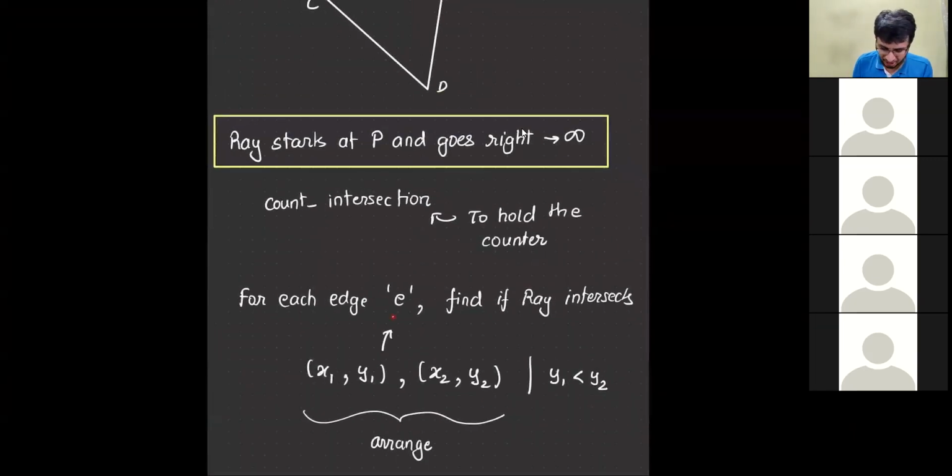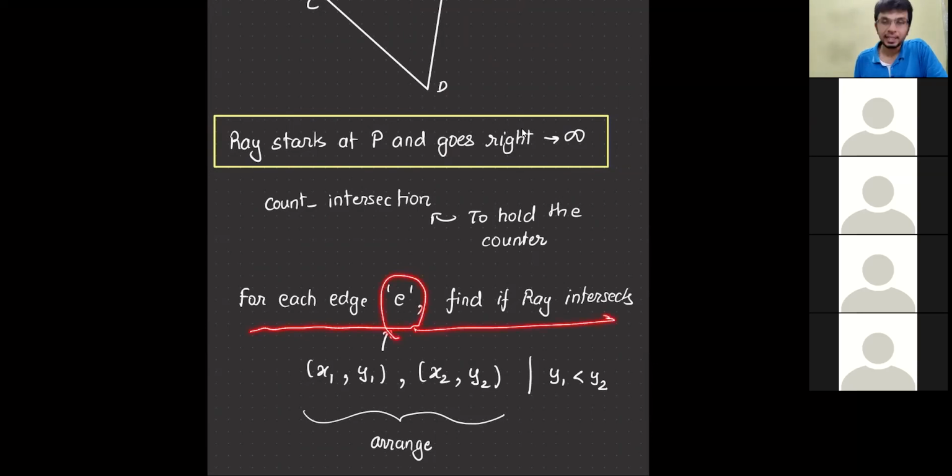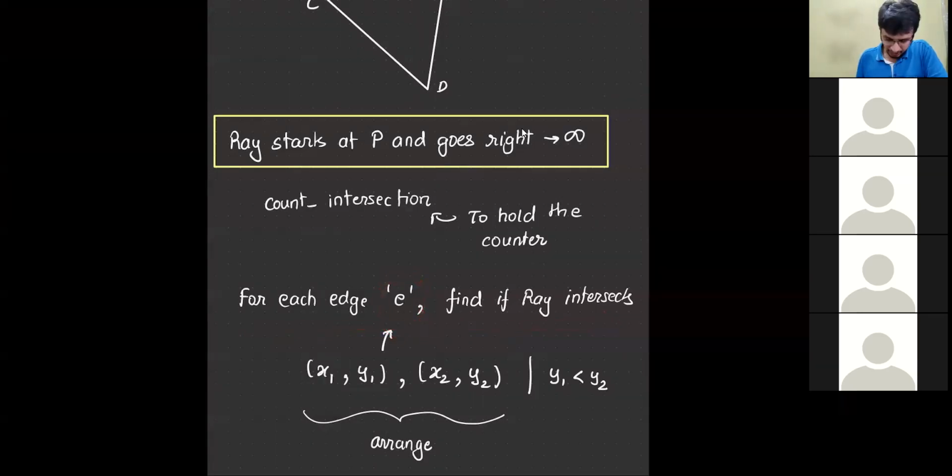So for each edge E, now our problem statement is simple. Since we just have to count the number of intersections, we have access to all the edges. The representation is solving that. What we typically want to do is find how many times it intersected. So our problem statement boils down to, for each edge E, find if the ray intersects. If the ray intersects, then you do plus plus. Your count of intersections becomes plus plus, otherwise minus minus.